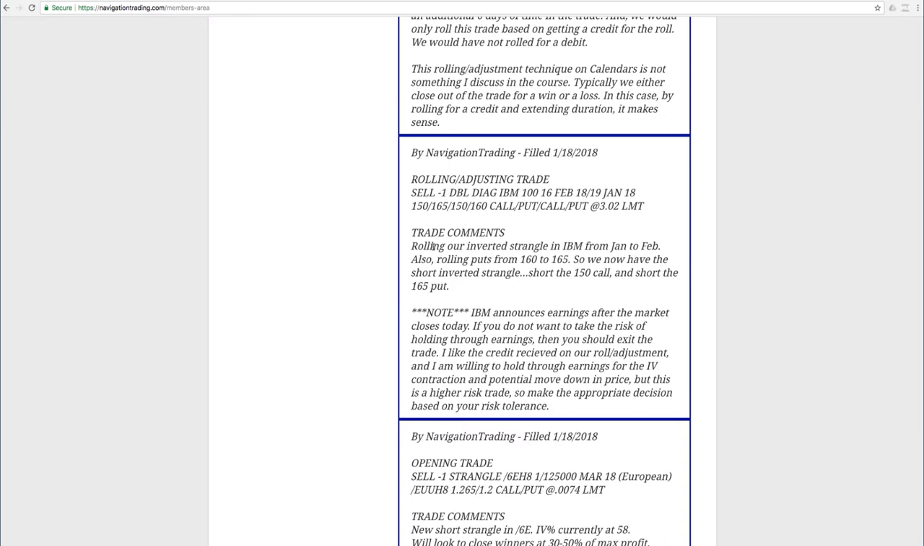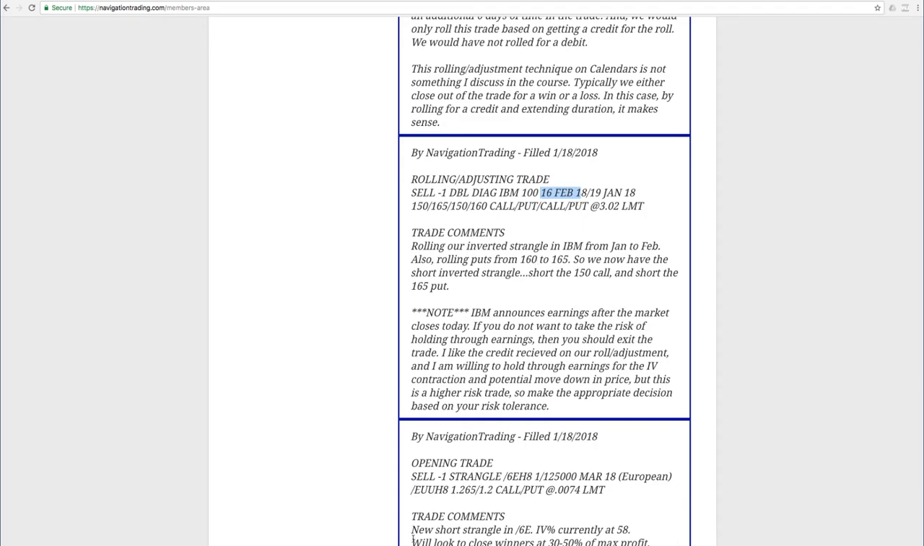And then the alert was right before the earnings announcement, we rolled our strangle, and I rolled the 160 puts up to 165 to add a little bit more protection if the price moved higher, as well as collect some more credit. And then we moved that from January to February. The previous spread was in January, so we just wanted to roll that out to February, cut down our deltas, cut down our risk a little bit right before the earnings announcement.